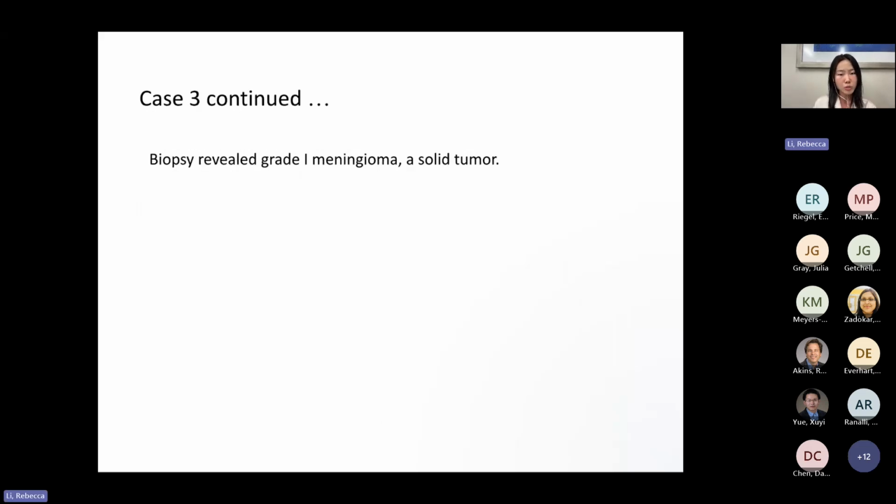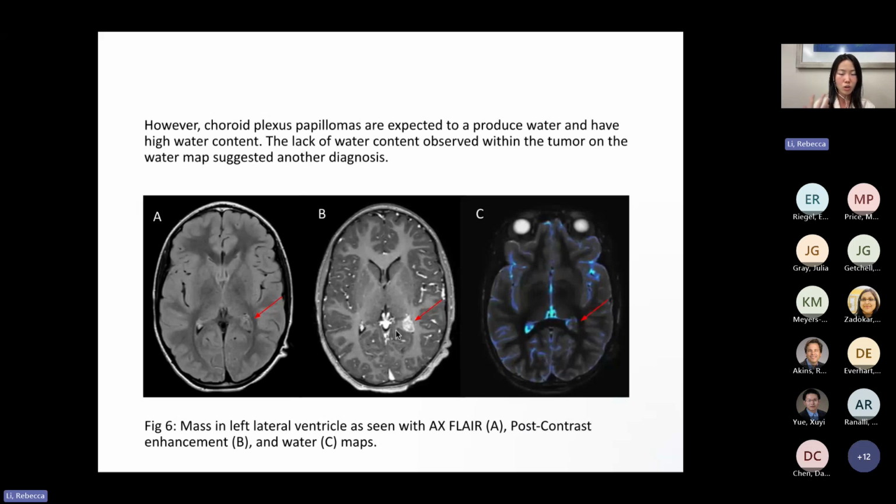And eventually, the biopsy revealed that it was a grade 1 meningioma, which is a very solid tumor. And this result was also correlated with this finding on the post-contrast enhancement, where we see a very vigorous enhancement, and that's seen with normal choroid plexus. So that also is able to confirm what we saw in the water map, where we don't actually see an increased amount of water.